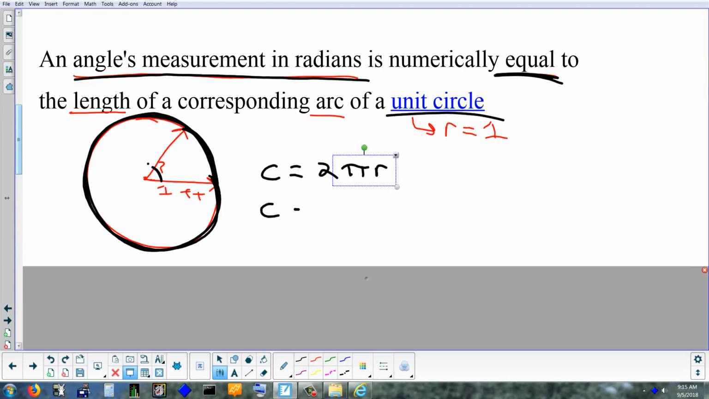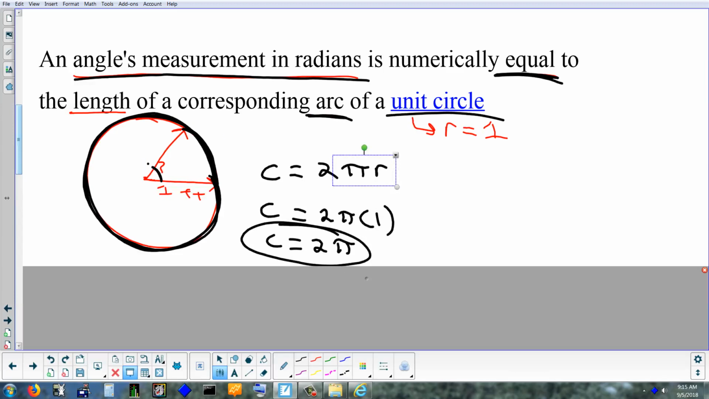Now, we're working with a unit circle, so we know the radius. What's the radius of a unit circle? 2 pi. Well, what's the radius first? 1. The radius is 1. So the circumference of a unit circle is 2 pi. Now, reading what it says up above, the arc, or you can call it circumference, the circumference is equal to what? What does it say?